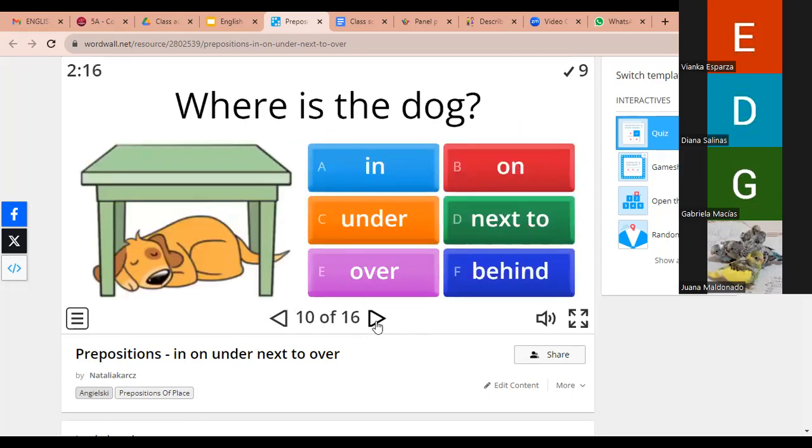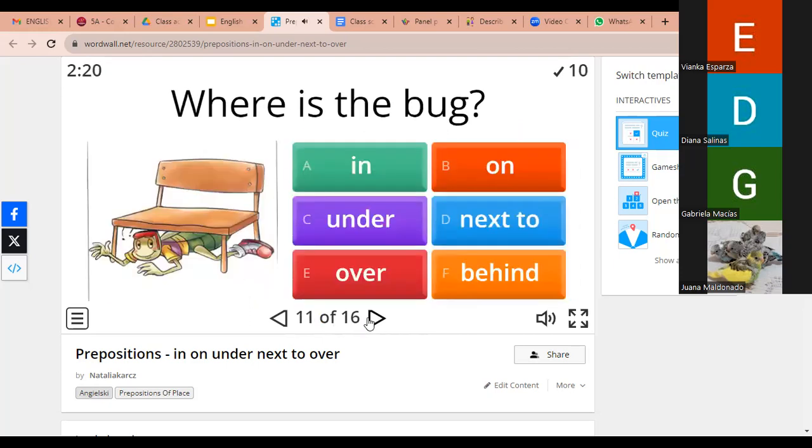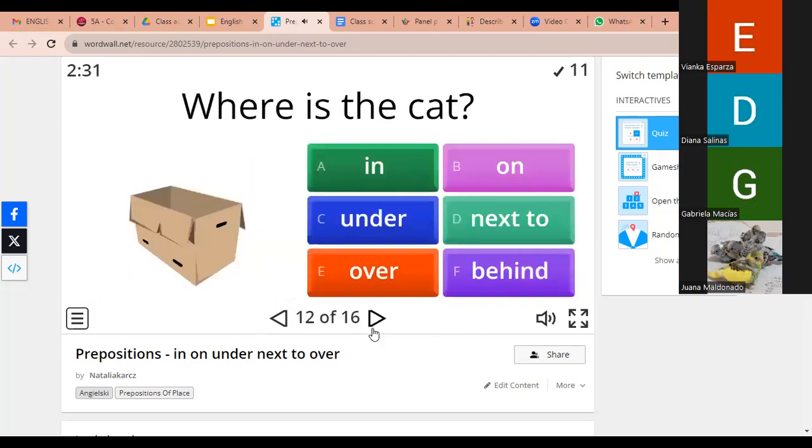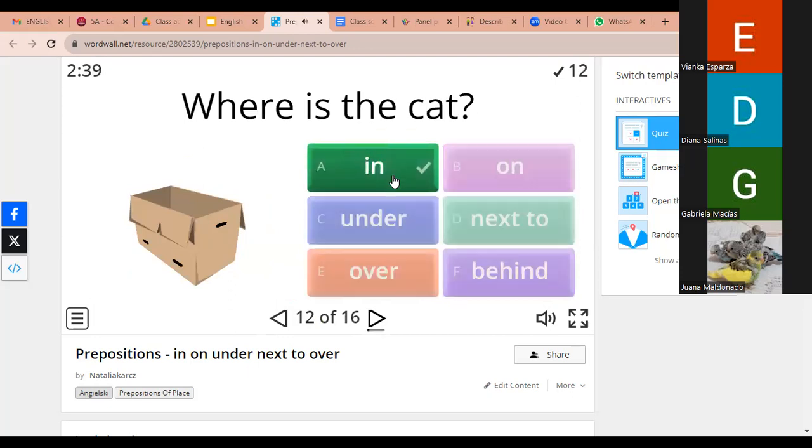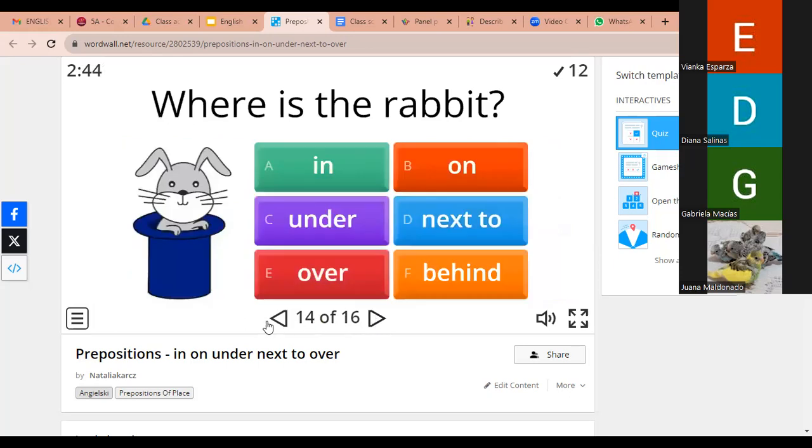What is the dog? Under. Under the table. What about the bug? What is the bug? Under. Under the bench. Parece una banca. Under. Okay. What is the cat? In. Oh. No está. It might be in the box, por eso no se lo ve, porque está dentro de. Interesante. Uy, se me fue.